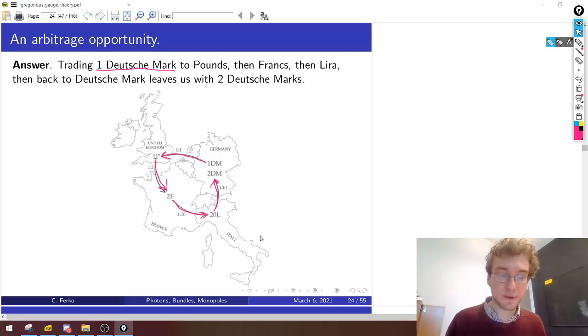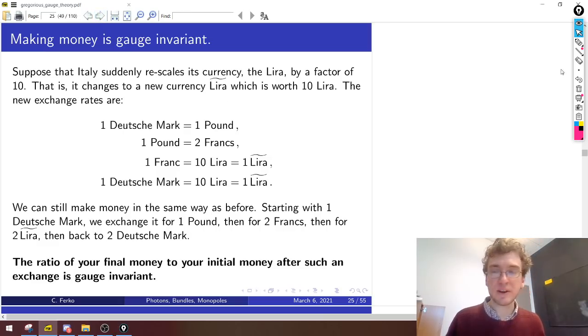This kind of loop has somehow been an arbitrage opportunity. In economics, we call this arbitrage if you can have a risk-free profit. So good, I've doubled my money by doing that exchange. But I also argue that that opportunity is gauge invariant, so I can still make money if someone rescaled their currencies. So I'll show this explicitly.